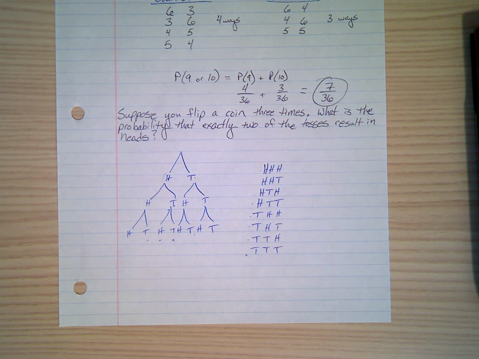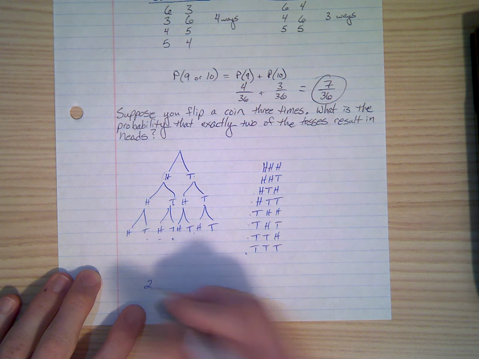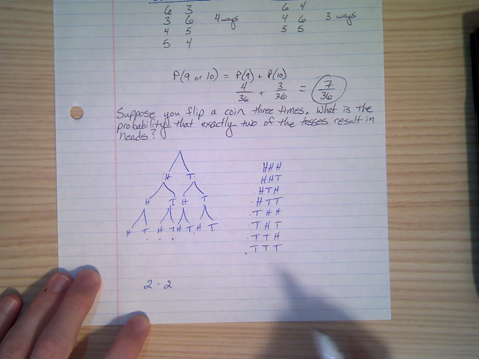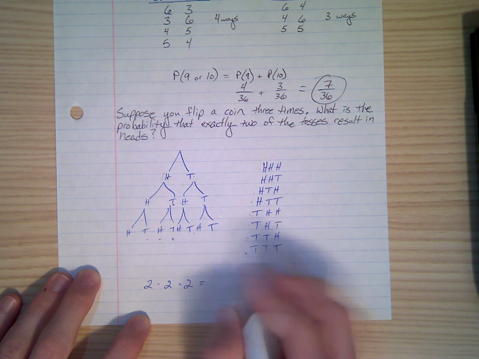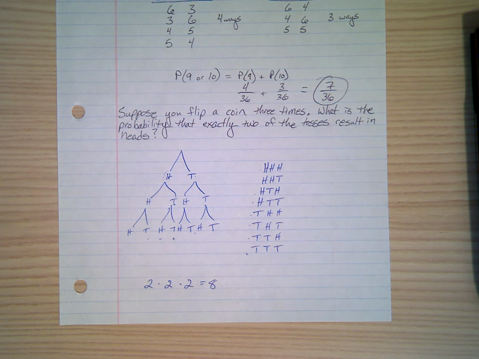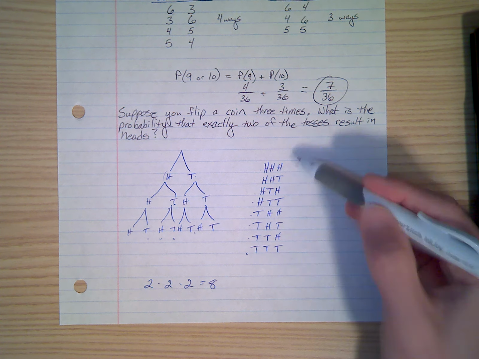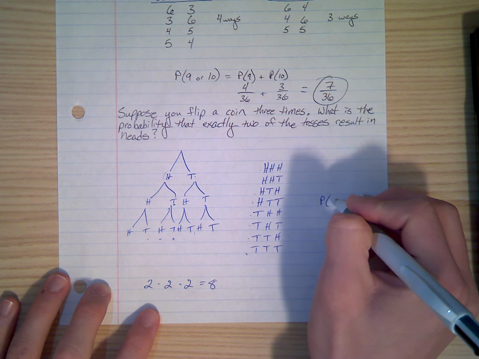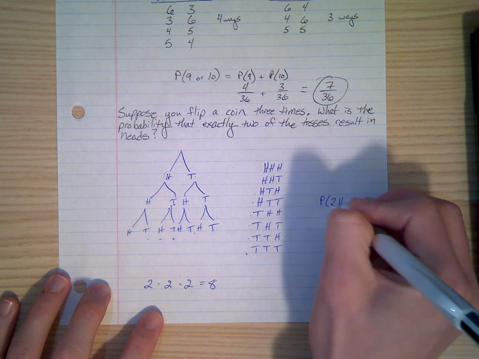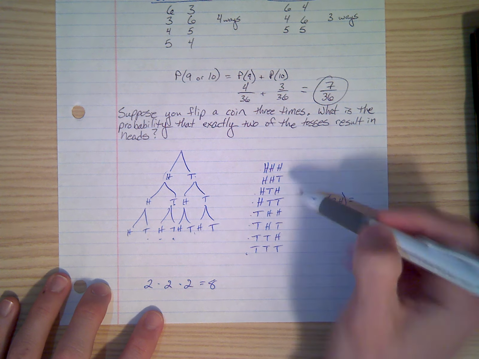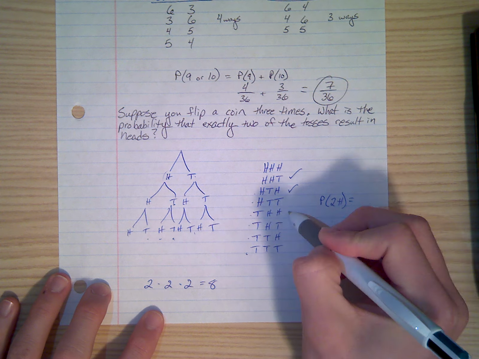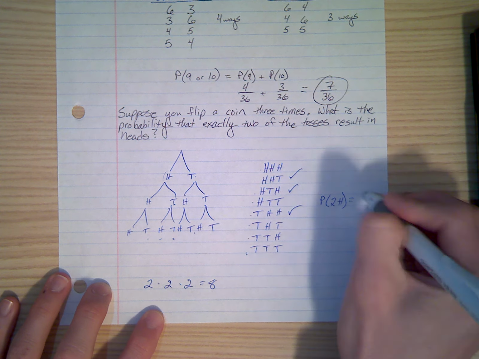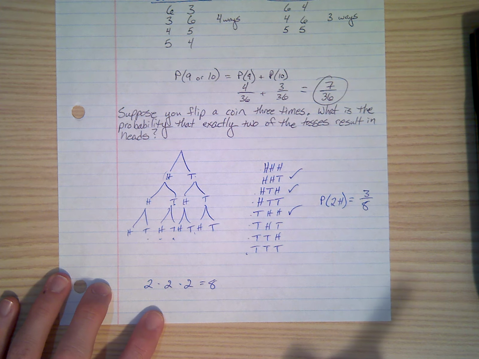And again, think fundamental counting principle here. 2 outcomes from the first flip, 2 outcomes from the second flip, 2 outcomes from the third flip. Multiply them together. So there's 8 possible outcomes when you flip a coin 3 times. And these are what those 8 different outcomes are. So we know that the probability of getting exactly 2 heads would be, well, that one works, and that one works. So it's 3 out of those 8.